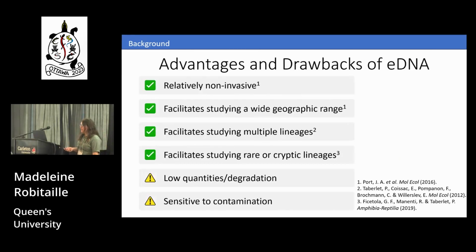There are many advantages to using eDNA. One that's particularly important for my study is that it facilitates the study of a wide geographic range. Catching chorus frogs takes a lot of sampling effort, and so rather than doing that, I'm able to quickly take a few liters of water, which represents the community that's present.